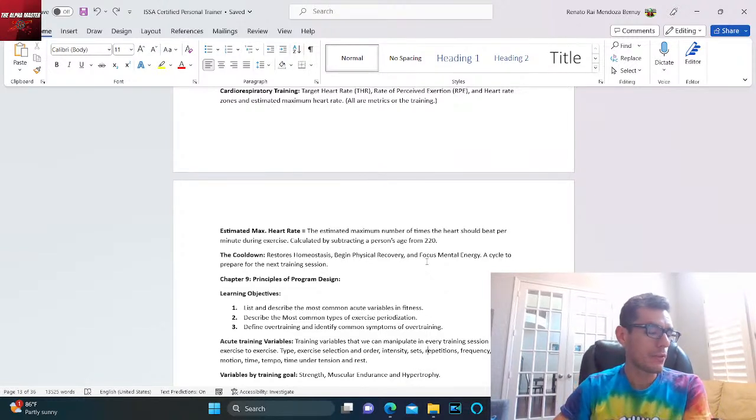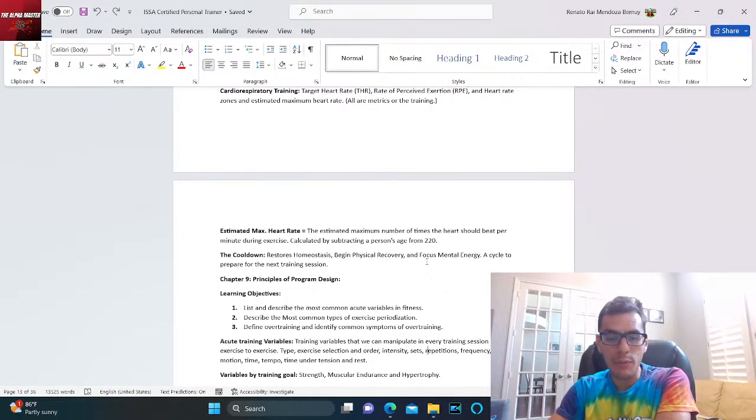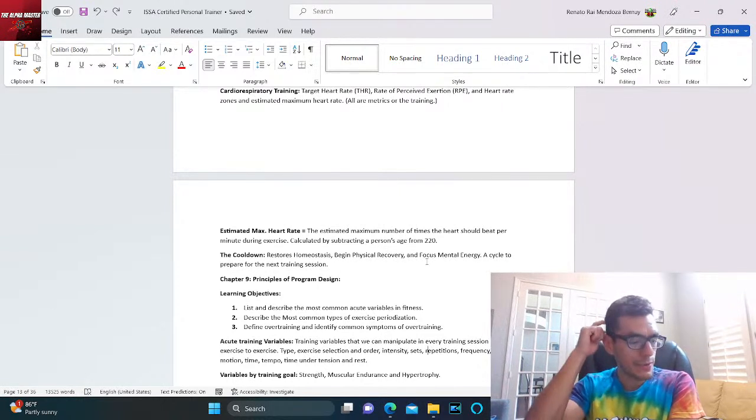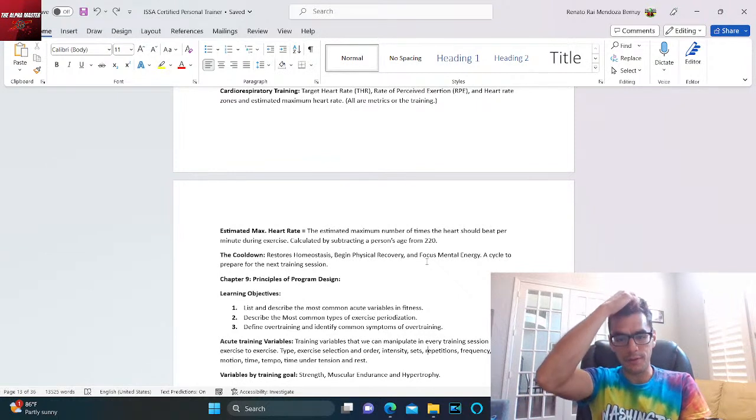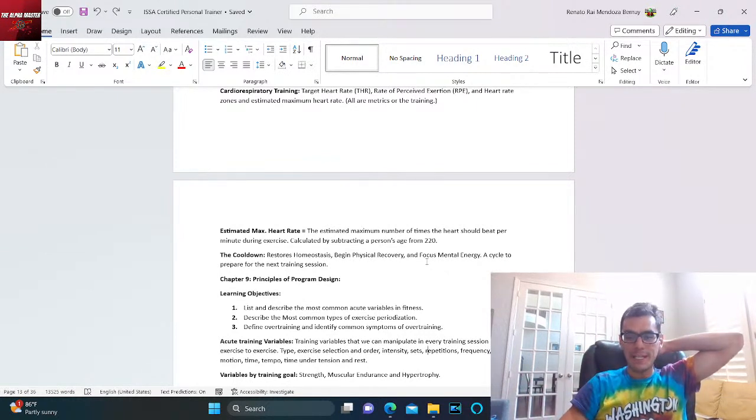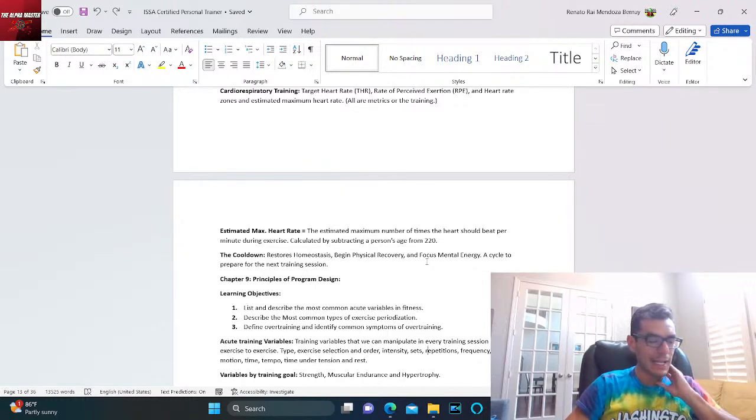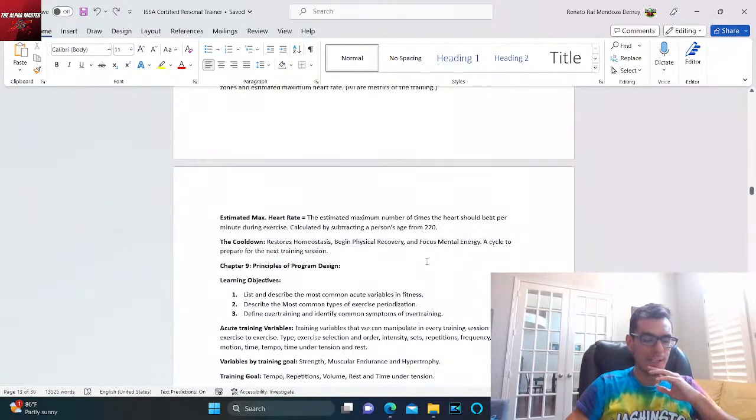Now, acute training variables are going to be training variables that we can manipulate in every training session and from exercise to exercise. They're going to be type, exercise selection, order, intensity, sets, repetitions, frequency, range of motion, time, tempo, time under tension, and rest.